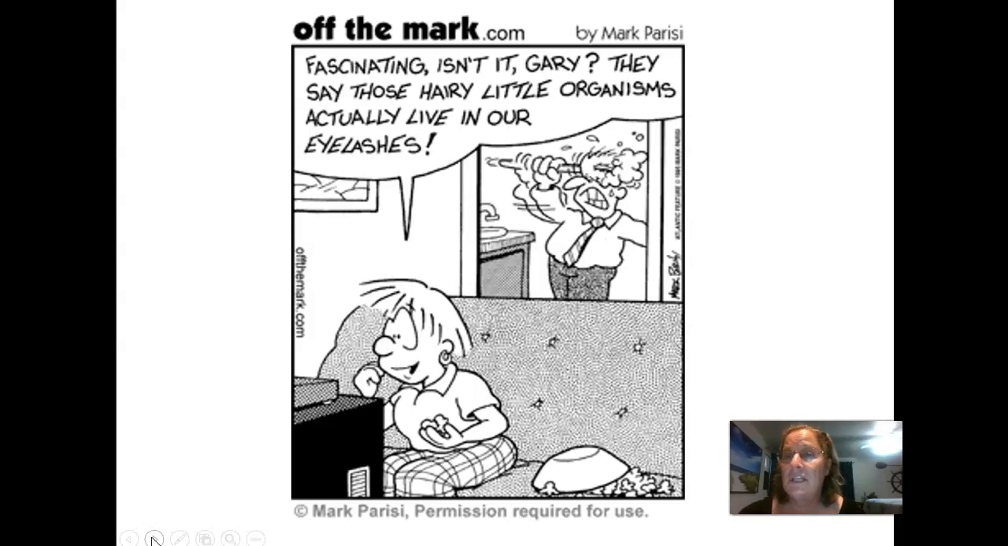I thought this was a really cute little cartoon. It says, "Fascinating, isn't it, Gary? They say those hairy little organisms actually live in our eyelashes," and so he's in there scrubbing his eyelashes. Yes, there's organisms everywhere. Not all organisms are bad. I mean, there are harmful organisms, which we consider pathogens or germs, but there are organisms everywhere, and we don't have to be afraid to touch people. We don't have to be afraid to touch things. We just have to remember good hygiene and good hand washing.